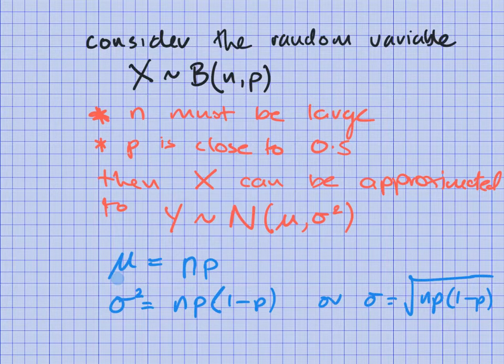Now those conditions must be met in order for us to be able to approximate a random variable, which is binomial, as a normal distribution. So these are the notes that you need so far. You can hit pause and copy them down if you need to.